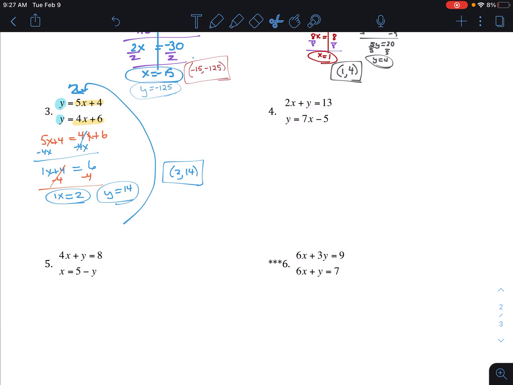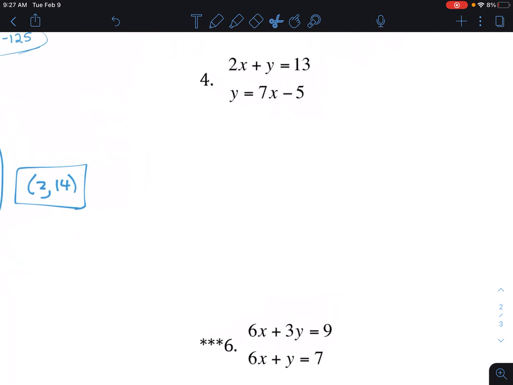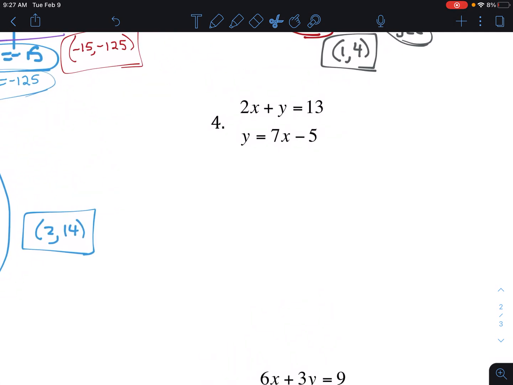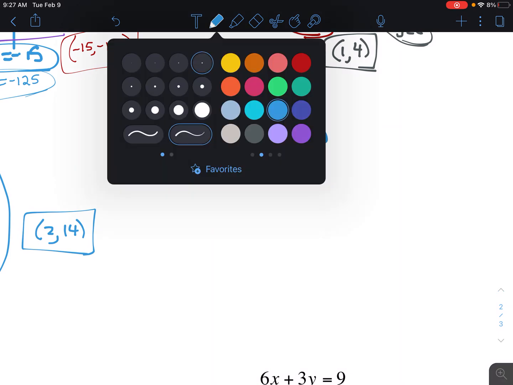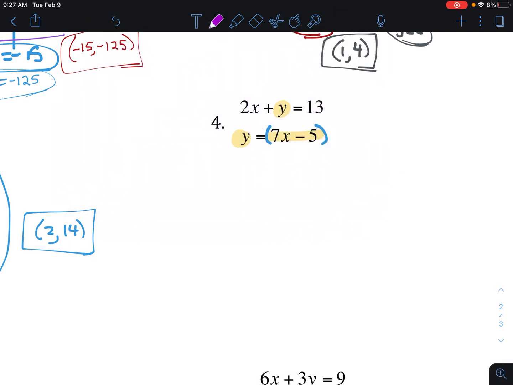Okay. Number 4. This one is not equal values because they're not both equal to the same values. But all this stuff equals y. So I am going to replace y in the other equation with all of this stuff. Now notice the y, it's just one y up there. And so it's going to be a lot easier. I don't have to distribute. So it's going to be 2x plus 7x minus 5 equals 13.